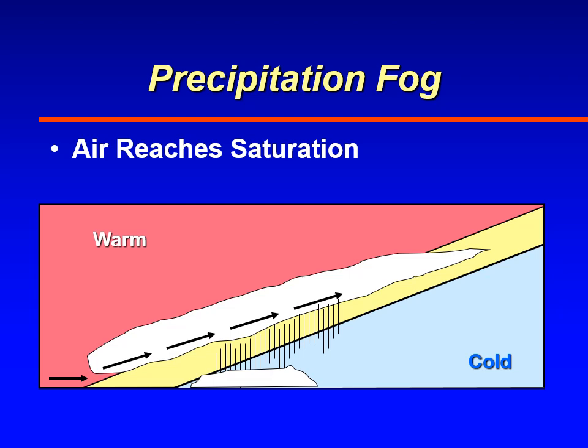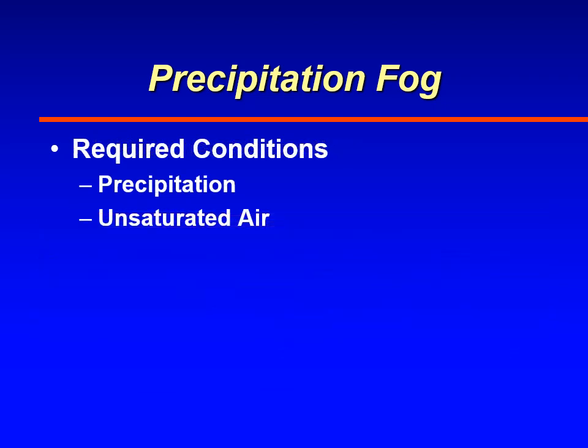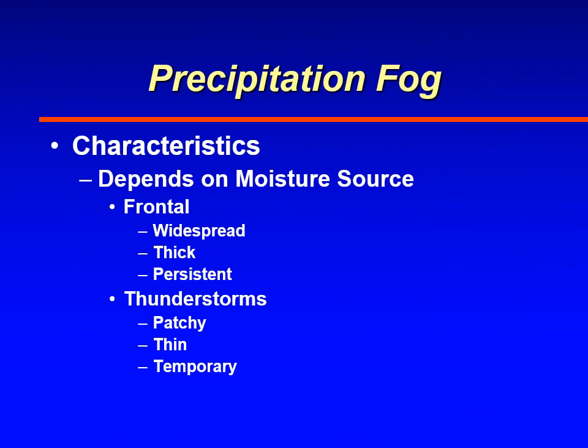So the air can reach saturation and reduce visibility significantly in that area of precipitation. What you need is precipitation and unsaturated air to start with. The characteristics of precipitation fog depend upon the source of precipitation. Is it over a widespread area, like a front? If that's the case, then it tends to be thicker, persistent, and widespread. If it's just a thunderstorm passing through, then the fog tends to be rather patchy, thin, and only temporary.